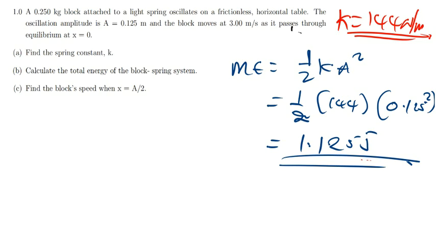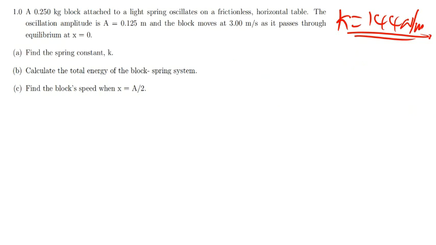Then the question continues with part C, which says find the block speed when x is equal to A over 2. Now we want to find the speed when x is equal to A over 2. So when we come up with any equation where there is x, we're going to replace it with what? We're going to replace it with A over 2. So I'll still use mechanical energy in this case. Okay, I can use two methods if I want.